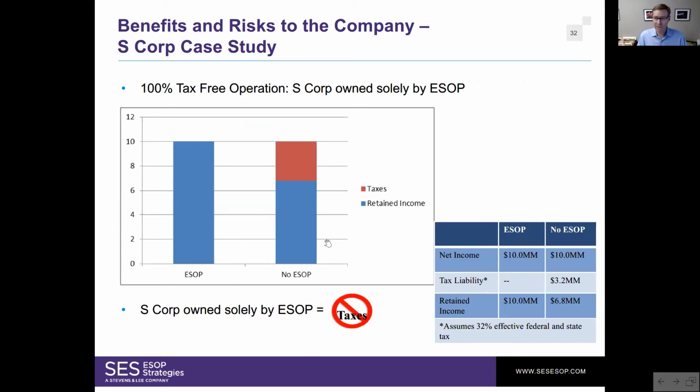And we have many clients out there that are 100% ESOP-owned S corporations. So think of a company that generates, say, $1 million in profits every year that normally has to pay, say, $320,000 or $400,000 in taxes every year. If that's owned by an ESOP, that's cash that the company can retain because they don't have to distribute it to the shareholder to pay the tax. So it can be a really large, material benefit for the company. Again, it's another reason why banks tend to want to lend to ESOP transactions and why we're able to finance these things fairly easily.